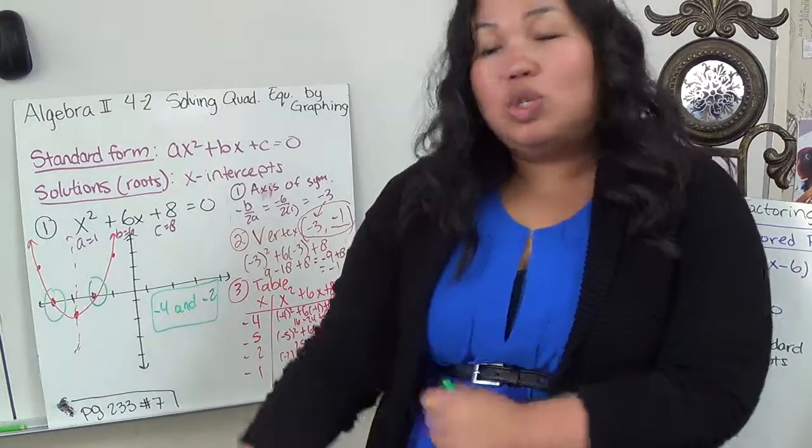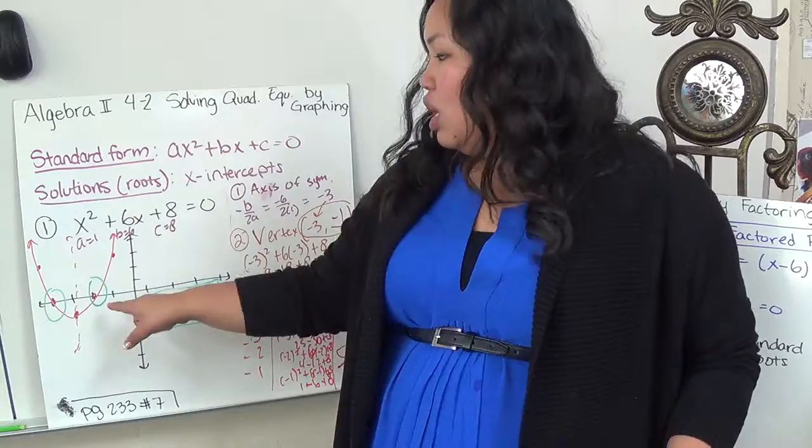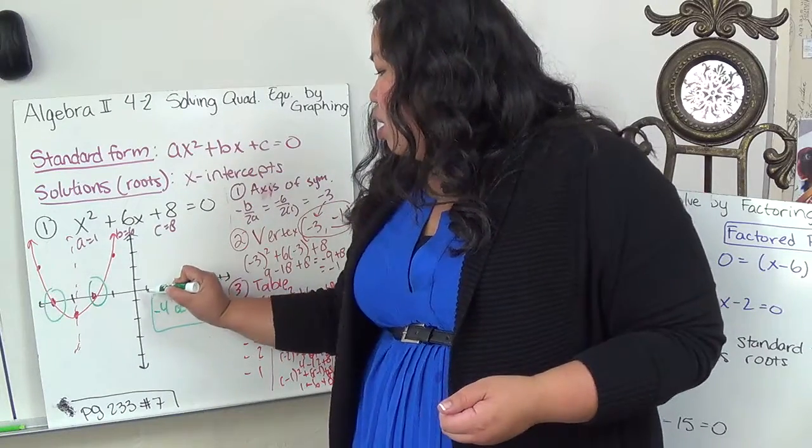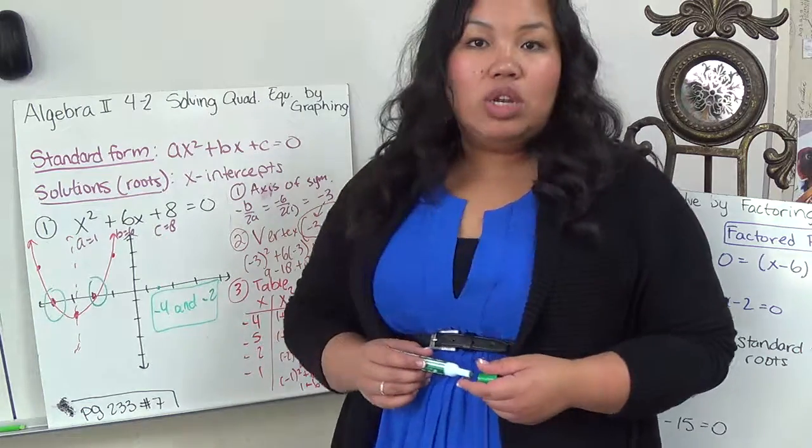Sometimes it'll cross in between. So let's say it didn't give me exactly this number. If the dot was here, then I'd say the answer is between 1 and 2. That's all you need to write.